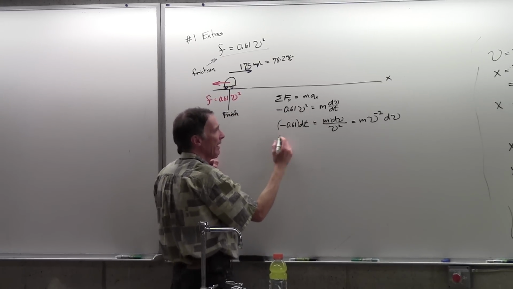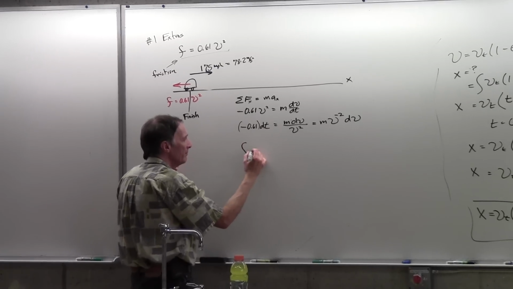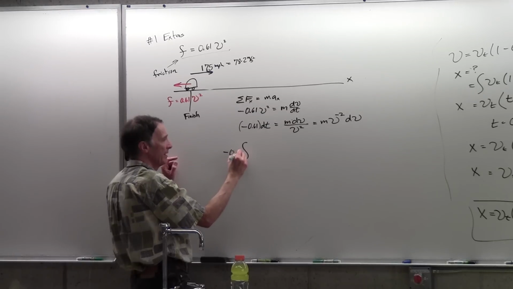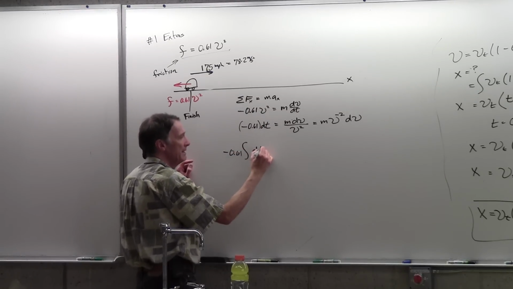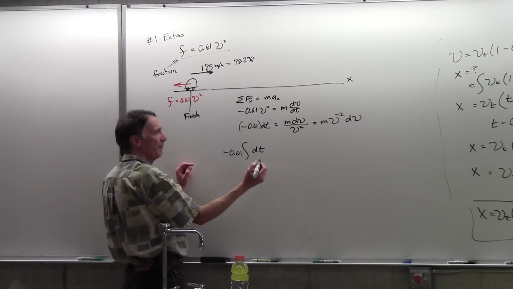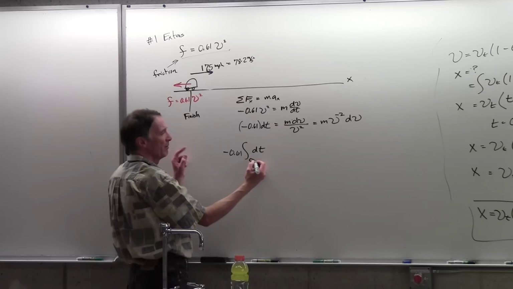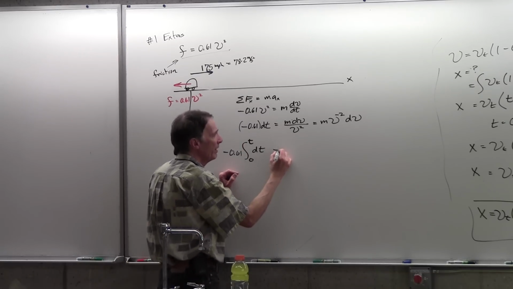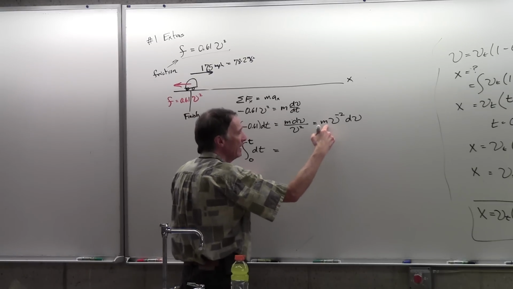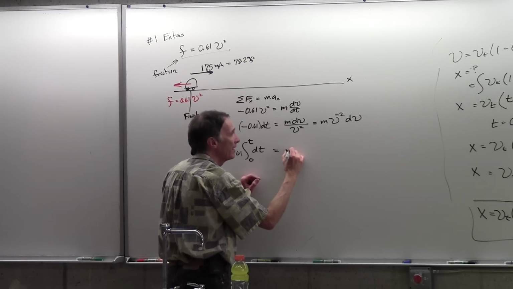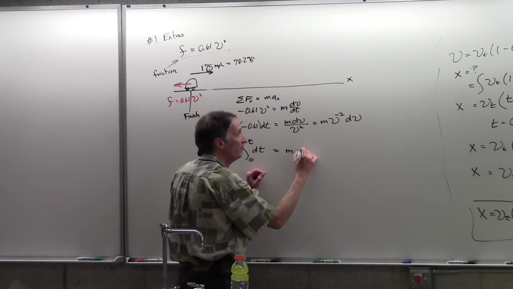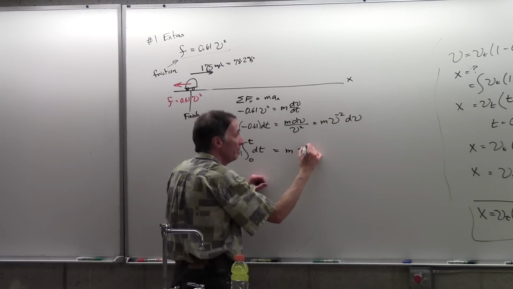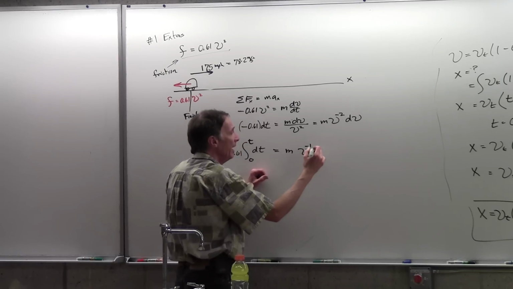So if I integrate this, and I'll pull out the minus 0.061, I'm going to be integrating dt. I'm going to have some limits, going from 0 to some time t. And I want that to be equal to, I'm going to integrate this. This is going to be the mass. And then I'm going to integrate and add one to the exponent, so this is going to be v to the minus 1.